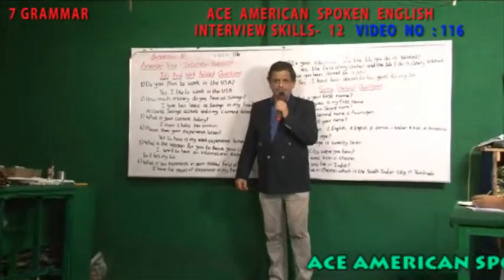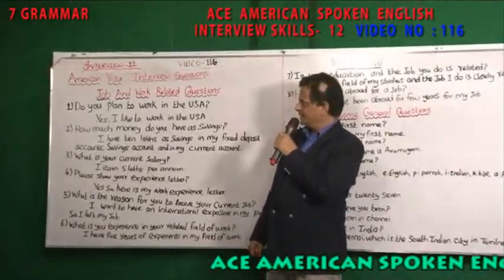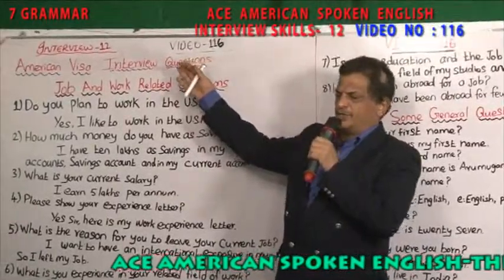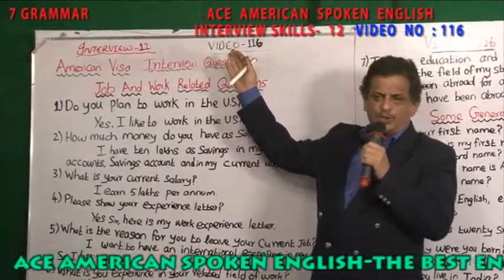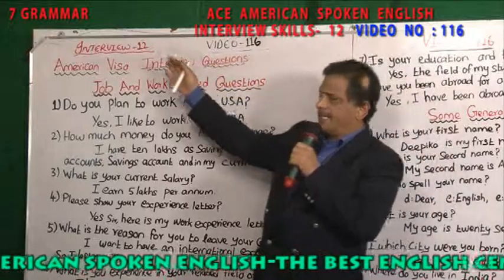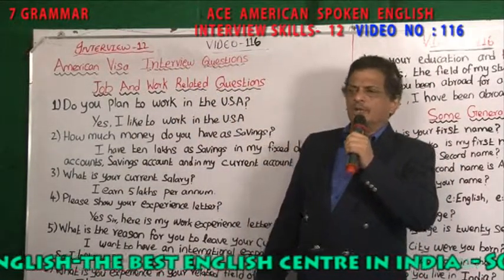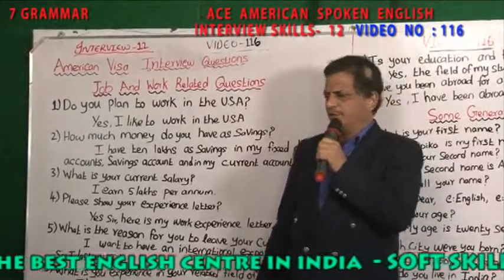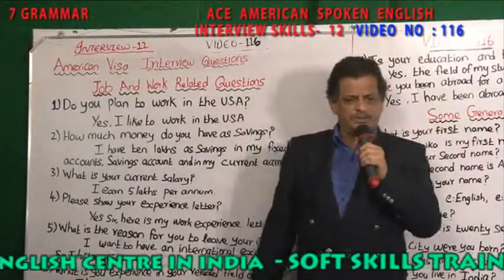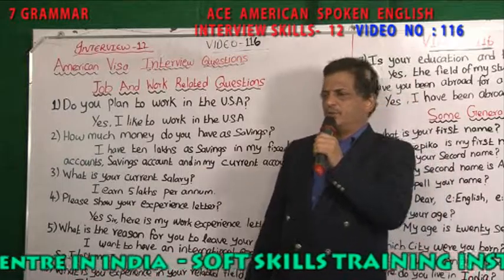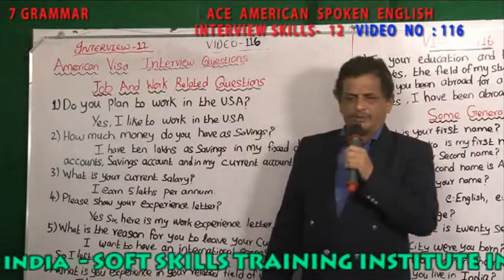Now we have come here to interview questions. American visa interview questions. You take your book, region number 116. And in interview, we have come here to the 12th division. So, American visa interviews. You may go as a tourist. You may want to go there as a student. You may want to go there for business.